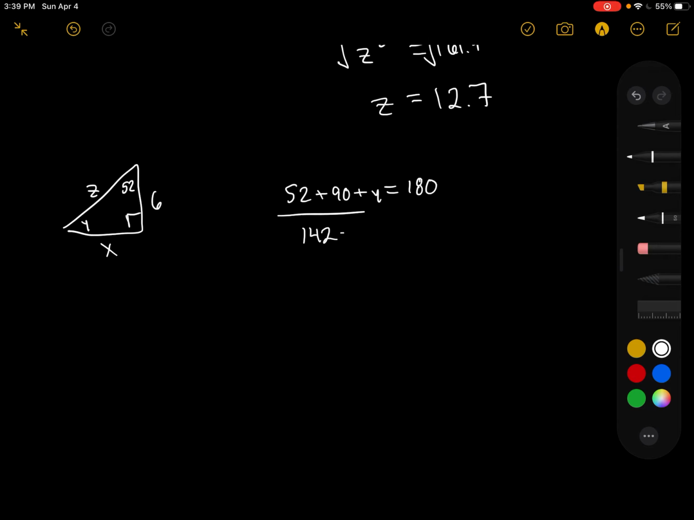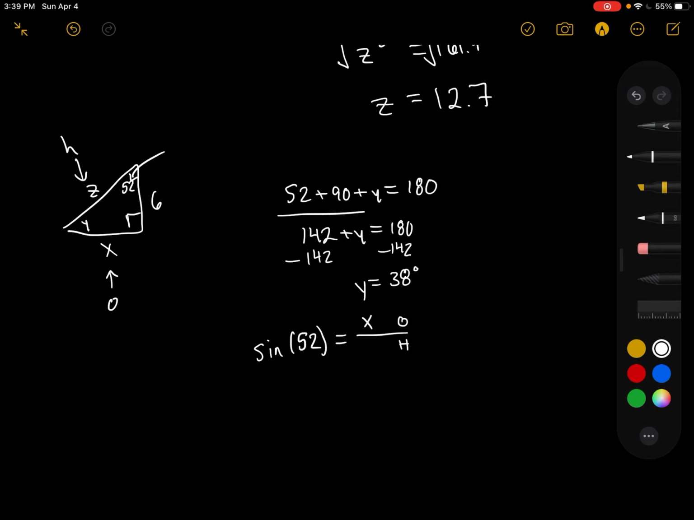So first step for y, 52 plus 90 plus y equals 180. Put these two together. Subtract to isolate your variable. We'll get y equals 38 degrees. Next, we can use some of our trig functions. So maybe we can use sine again. I like sine, I'll be honest. That's why I use it all the time. No other reason than the fact that I just like it.